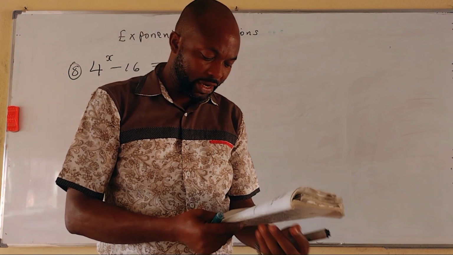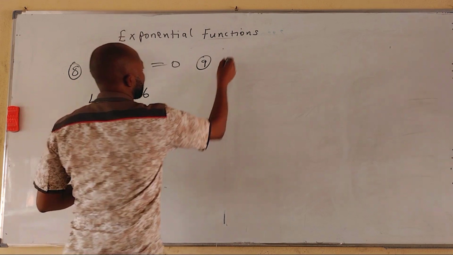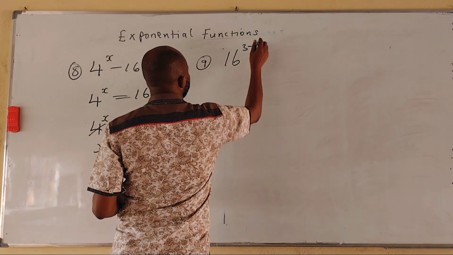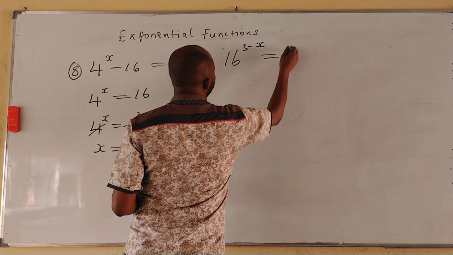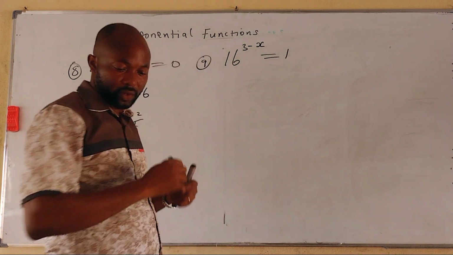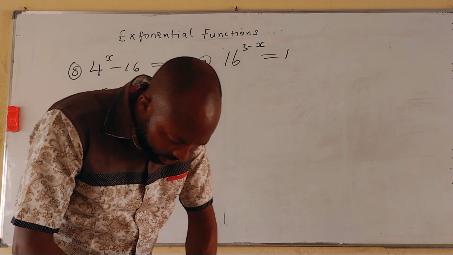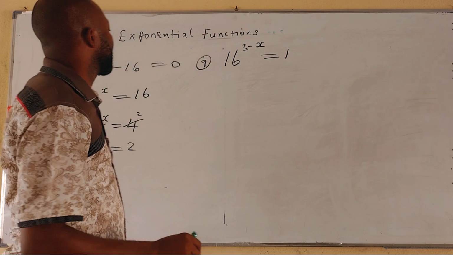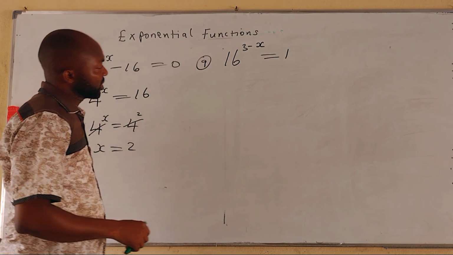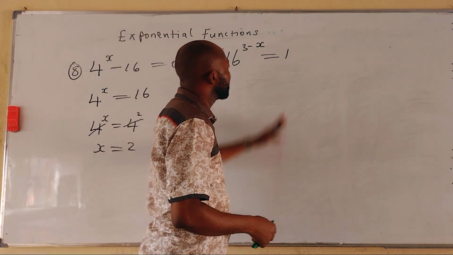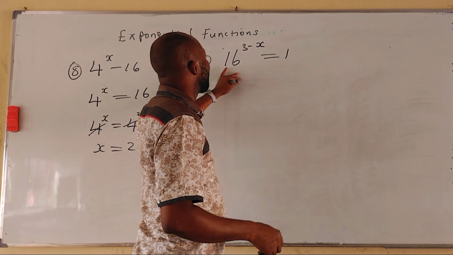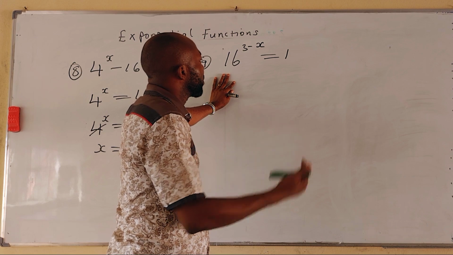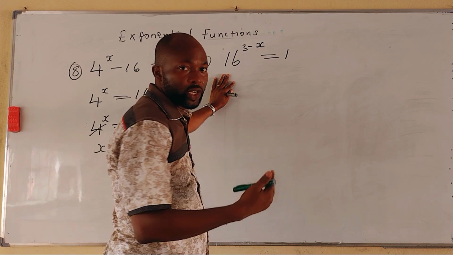16 raised to the power 3 minus x is equals to 1. Okay? If this is what it is. Now, this 1, there is no way we can equate it having the same base with this. But we know that any number raised to the power 0 is equals to 1 according to the 0 index law.